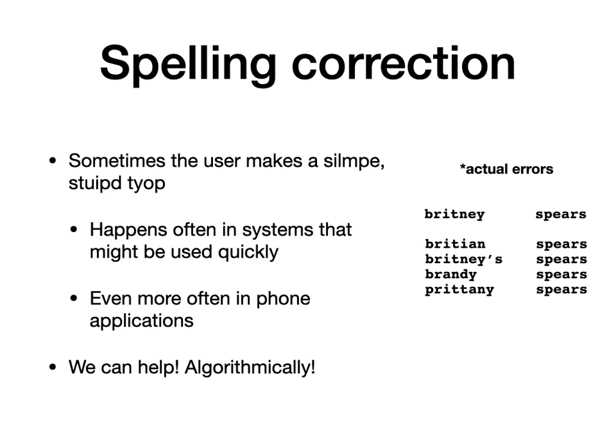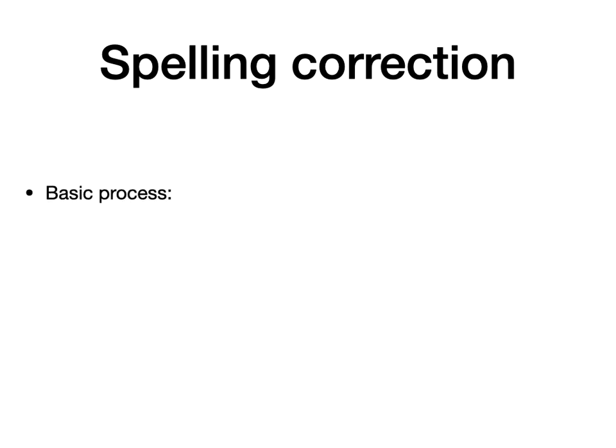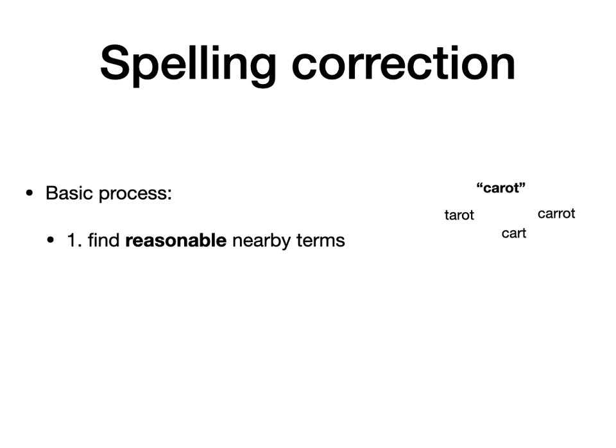So, let's break down the spelling correction process, as we will do it algorithmically. The basic process is we will start with a bad term, right? This is the kind of term that maybe we discover doesn't have any matches whatsoever. First, what we'll do is we will find a reasonable set of nearby terms. So things like carrot, taro, cart, cat, dog, maybe not so much. There's a method of determining which of these is in the reasonable set of likely replacements, right?